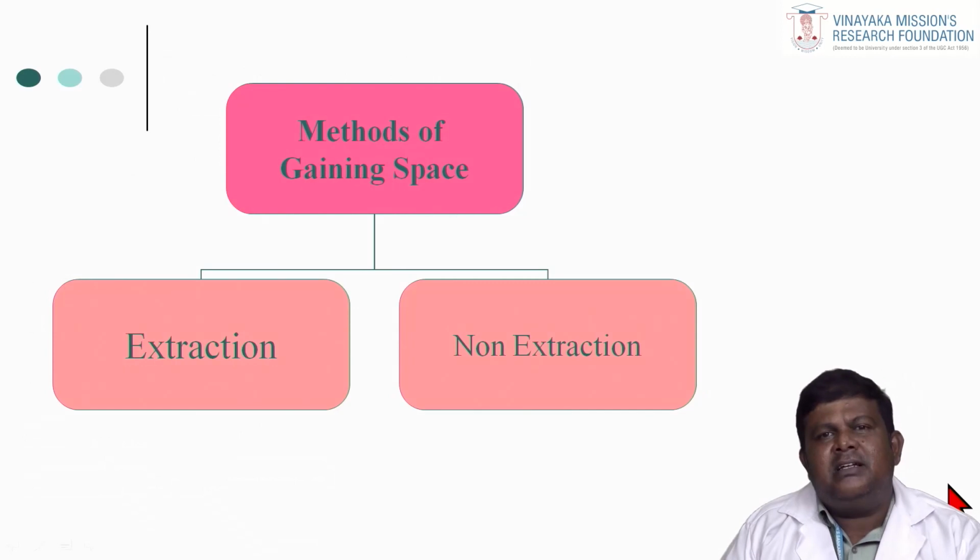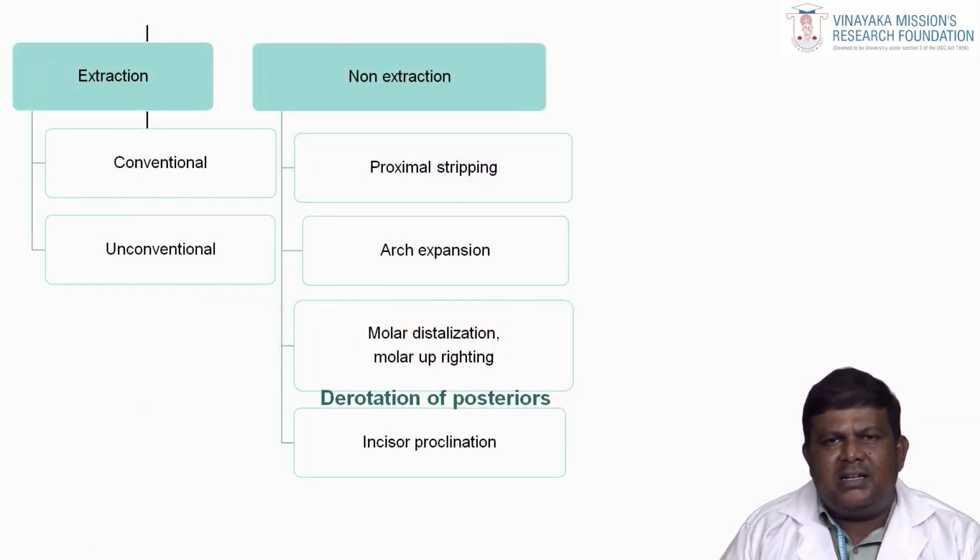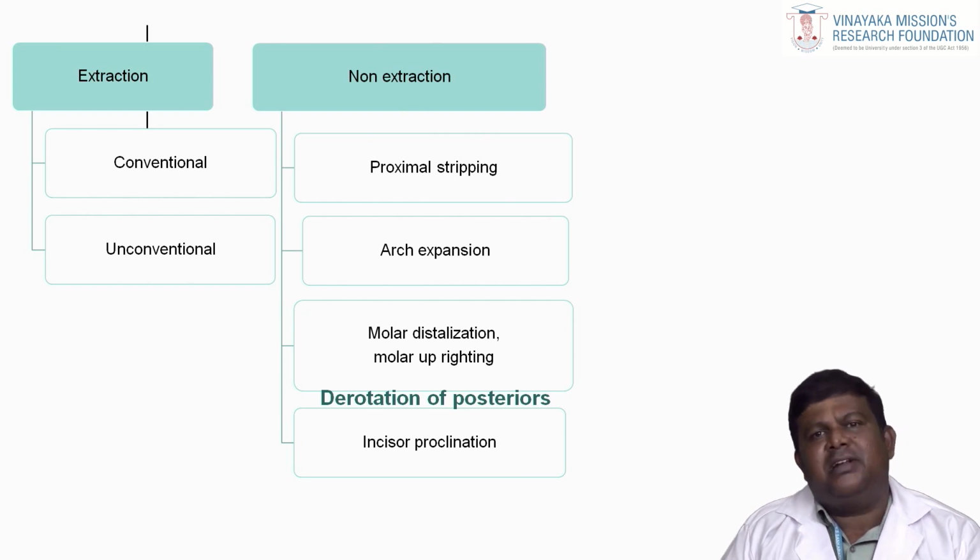Methods of gaining space. Two things we have to concentrate on: either extraction or non-extraction. Extraction methods: conventional extraction and unconventional extraction. Non-extraction methods: proximal stripping, arch expansion, molar distalization and molar uprighting, derotation of posteriors, and incisor proclination.